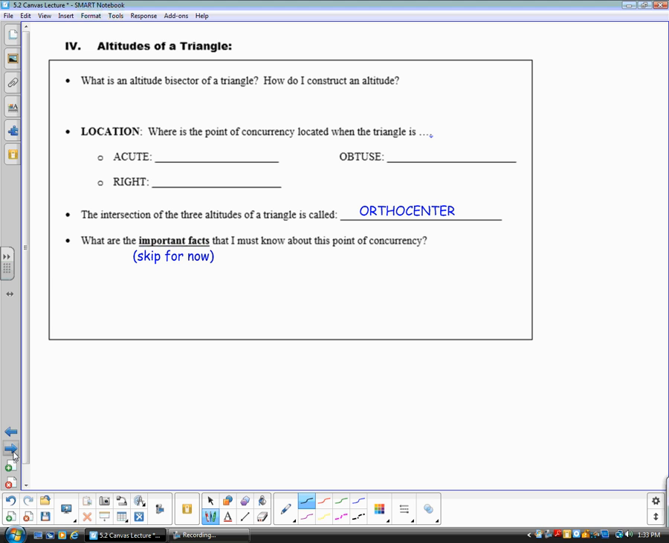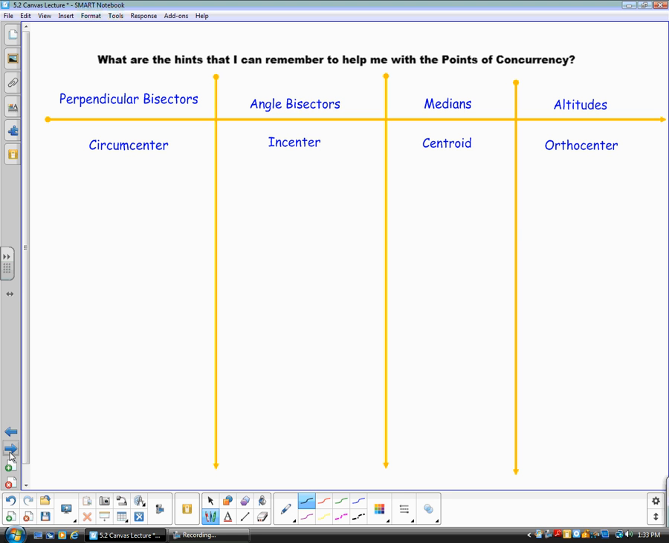And then what are the important facts that I must know? We're just going to skip this for now. We'll come back to this. So we are going to try to remember all these. You're going to be responsible for knowing all 4 of these names and what they associate with, if it's a perpendicular bisector, angle bisector, median, or altitude.